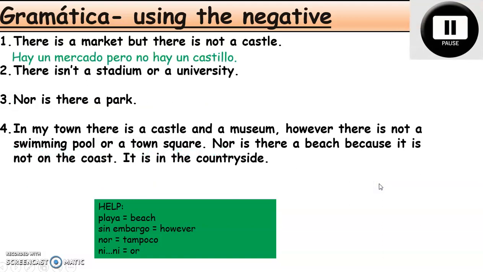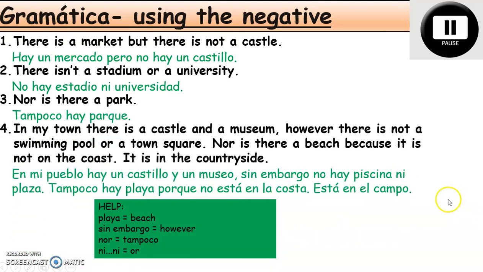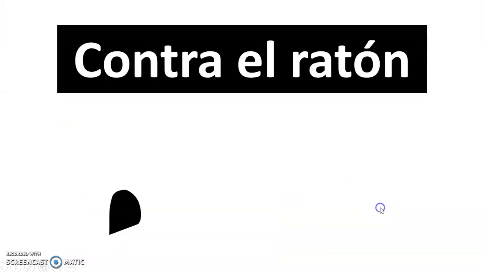Here are your responses. Hay un mercado, pero no hay un castillo. No hay estadio ni universidad. Tampoco hay parque. Y en mi pueblo hay un castillo y un museo. Sin embargo, no hay piscina ni plaza. Tampoco hay playa porque no está en la costa. Está en el campo. Gosh, guys, you got that fourth one. Give yourself a big, big, big pat on the back. Well done, everybody.